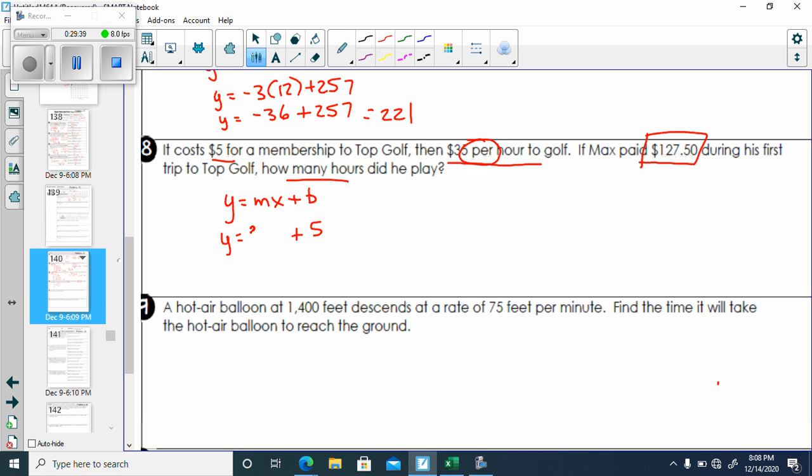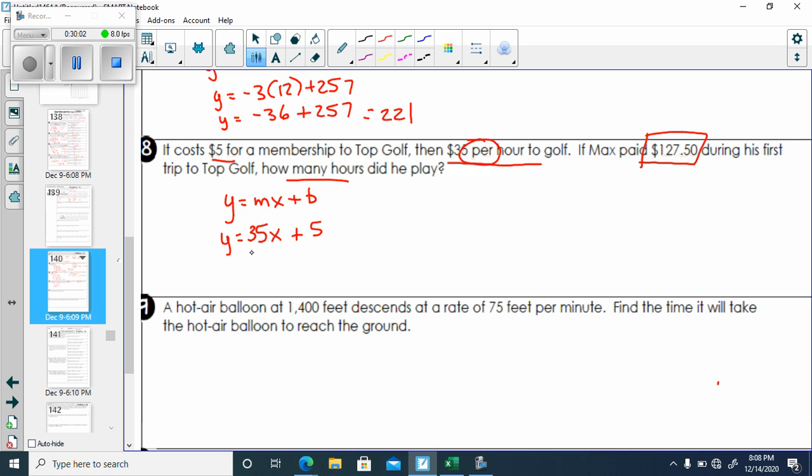$35 per hour. Okay. Now, guys, Y is equal to $35 per hour times the number of hours plus this $5 membership, right? He paid $127.50 during his first trip. Does that go in for the X or the Y if I'm looking for the number of hours?